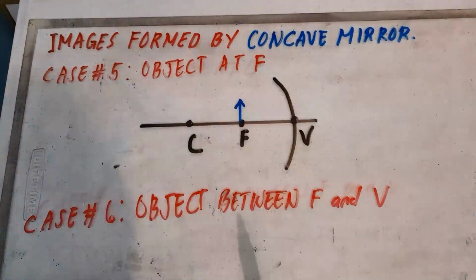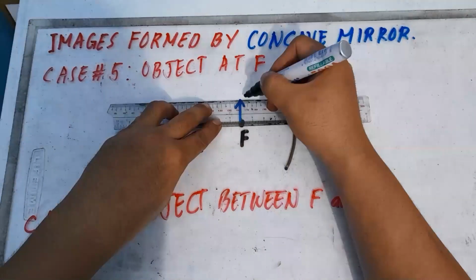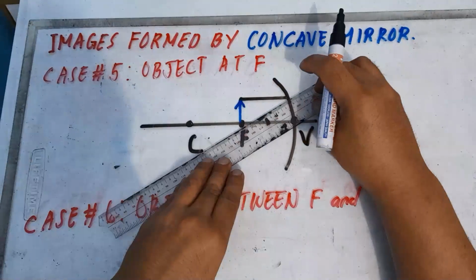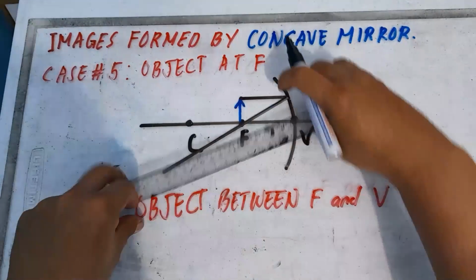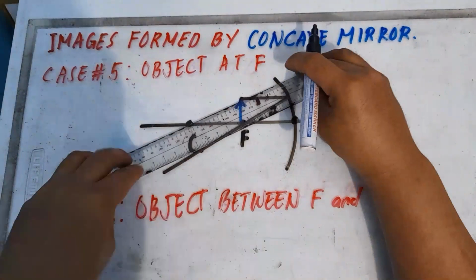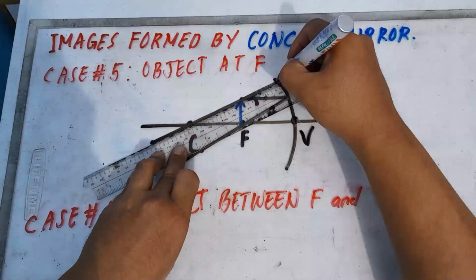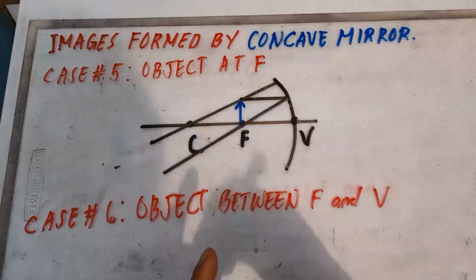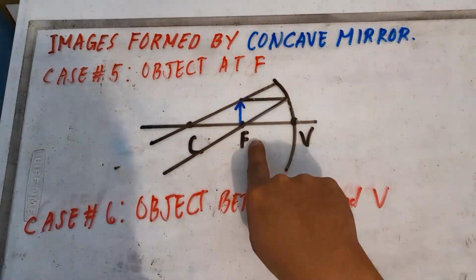The first light ray is a ray parallel to the principal axis. It will be reflected passing through the principal focus. Next, the next light ray is a ray passing through the center, and reflected in the same direction. And the third light ray is not applicable since the object is directly at the focus.